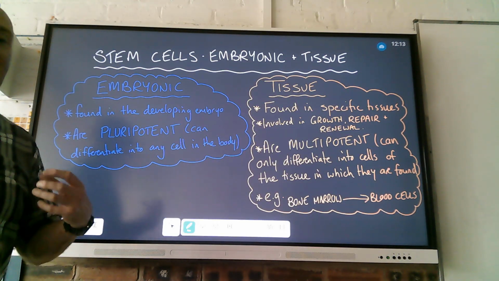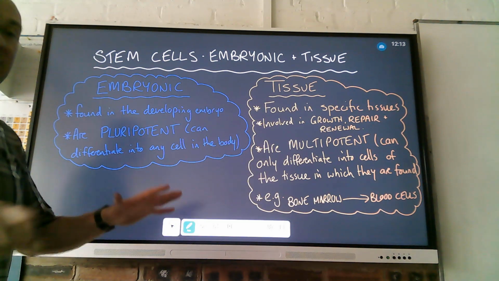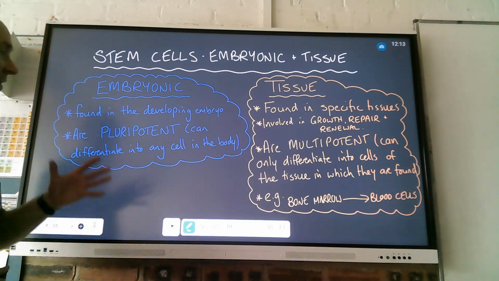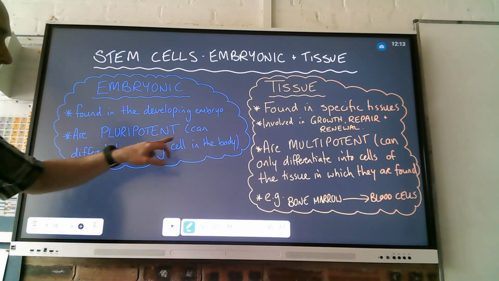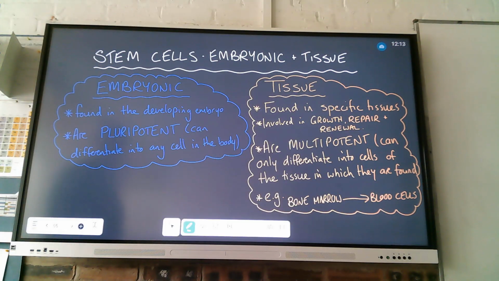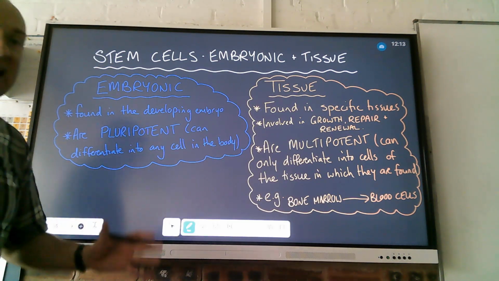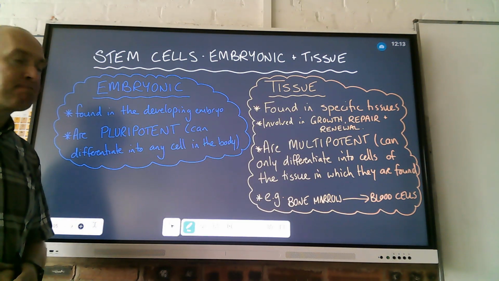So those cells have to have the potential to become every kind of cell in the body, and they do, and that's what we call pluripotent. They are pluripotent, which means they can differentiate into any cell type in the body.